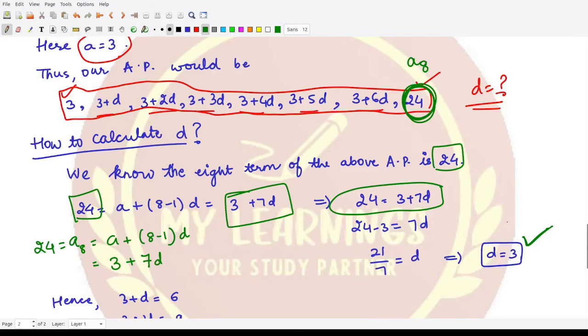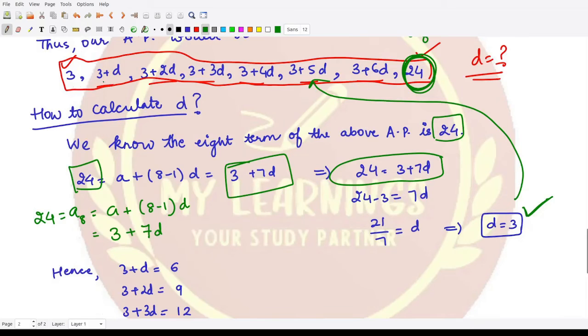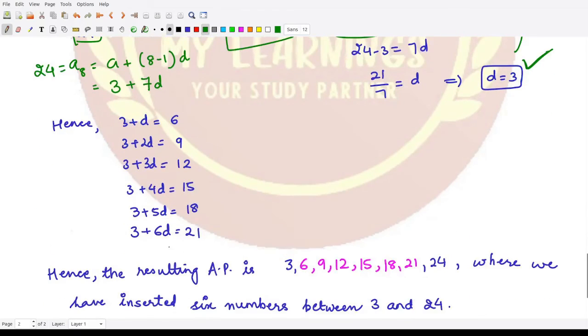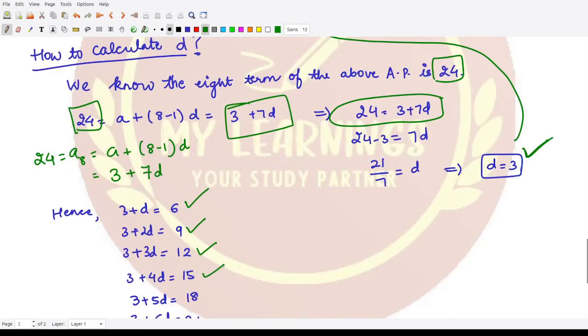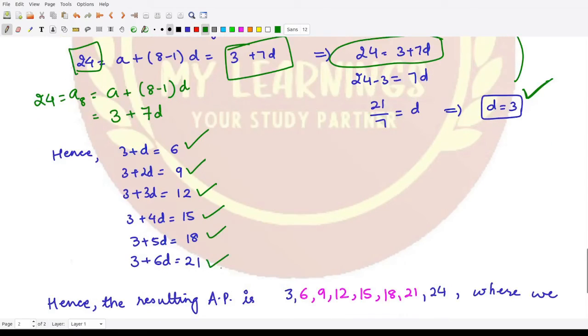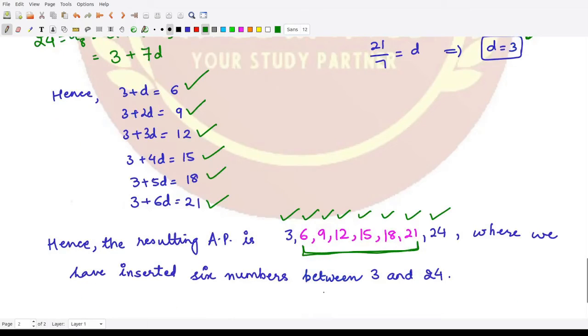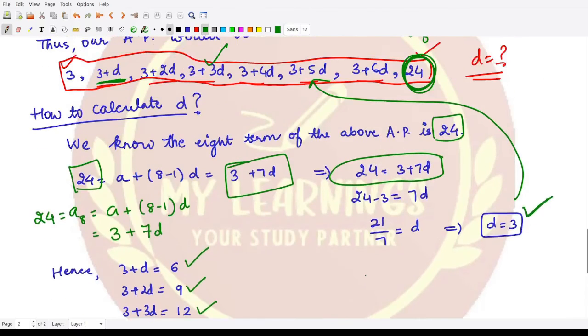Now we know the value of the common difference. We can substitute it here in this sequence, correct? So that we would have 3. 3 plus 3 is how much? It is 6, right? 3 plus 2D is how much? It is 9. 3 plus 3D is how much? It is 12. Next would be 15. Next would be 18. Next would be 21. So our resulting arithmetic progression would be 3, 6, 9, 12, 15, 18, 21, and 24. So that means we have inserted 6 numbers in between 3 and 24 such that the resulting sequence becomes an arithmetic progression.